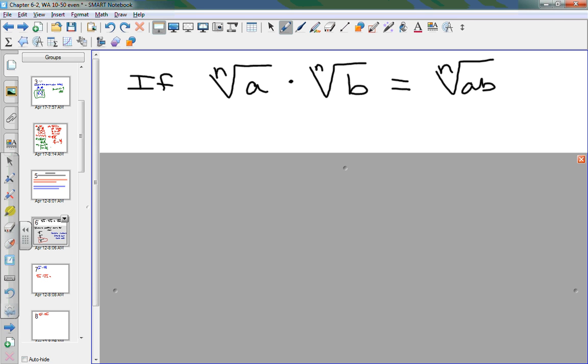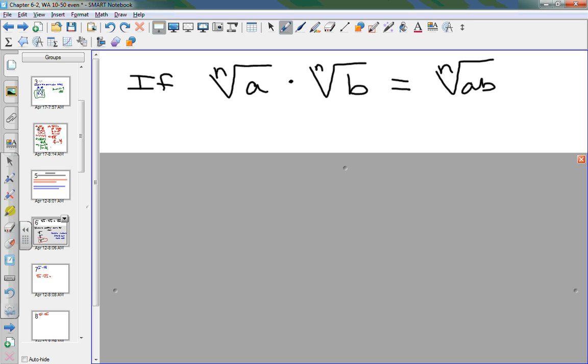If you are given the nth root of a times the nth root of b, that is the same thing as saying the nth root of a times b. Translation: if they're divorced, you can marry them. If they're married, you can divorce them. You can pull them apart, whichever makes your life easier when calculating the problem.